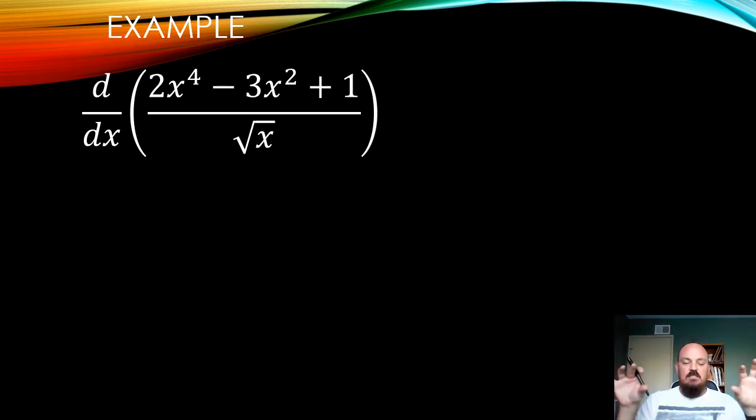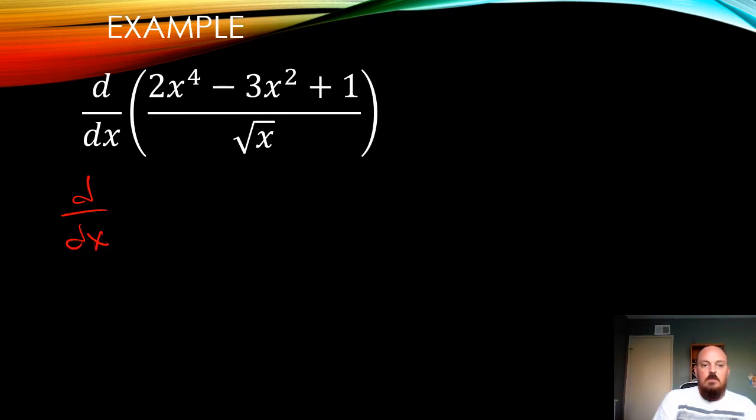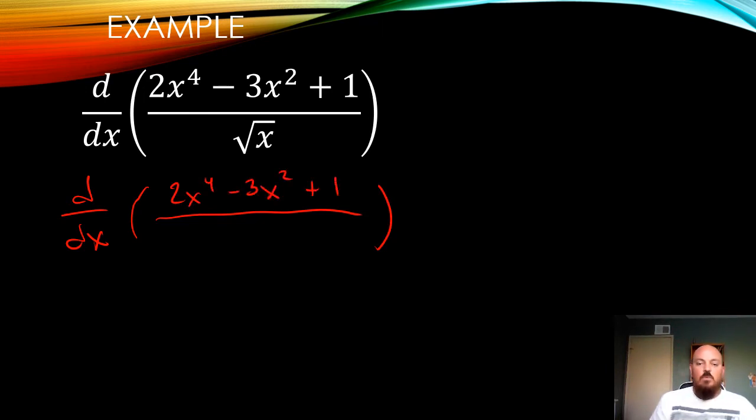In fact, if you notice, that's the same polynomial we just did. I just put it all over x squared, or square root of x. So what we need to do is manipulate this. We need to change it into something we can work with. So the first thing I would do is rewrite this. Let's leave the top for now. So that's 2x to the 4th minus 3x squared plus 1. And I'm going to rewrite this as x to the 1/2 power.